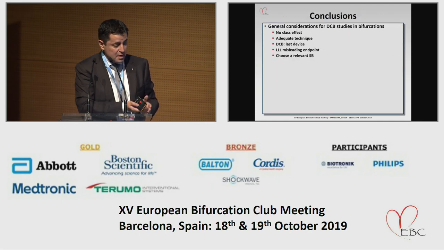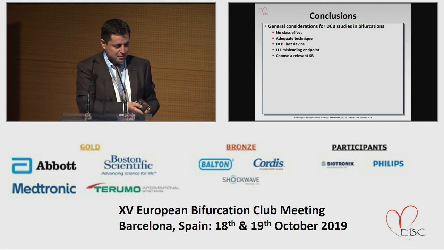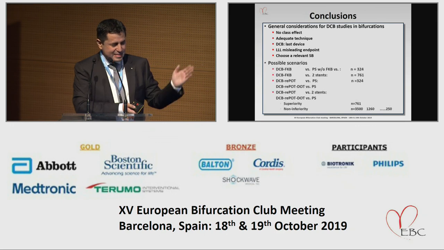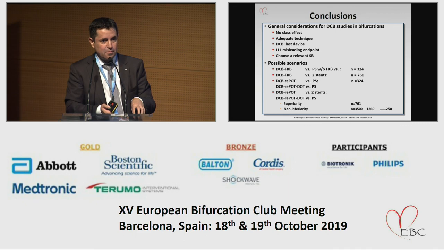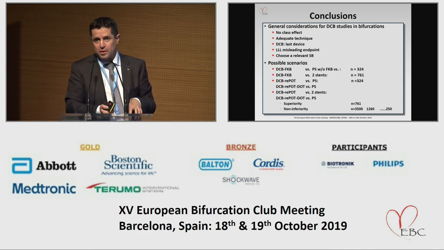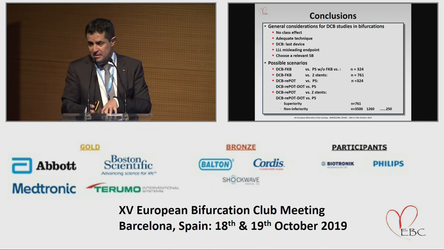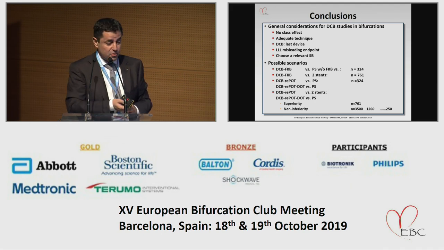So in conclusion, there are some considerations that we have to make clear before planning a study with a drug-coated balloon. We have discussed them already, and there are several possible scenarios. We have to choose between an angiographic endpoint, which is easier to achieve, or a more meaningful endpoint with clinical relevance that will, of course, cost more and need a bigger sample size. Thank you very much for your attention.